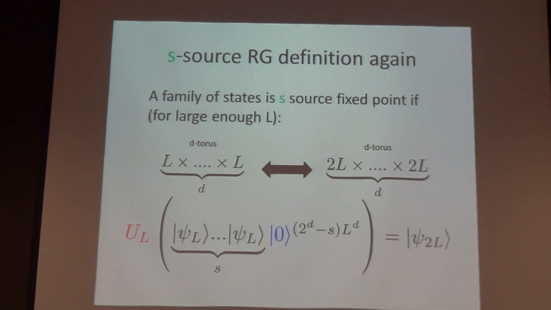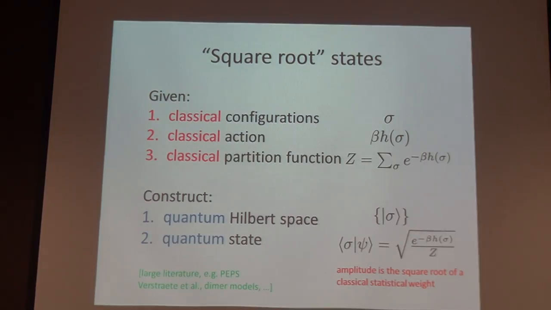So without further ado, here's the definition of a square root state. The input is some classical data. First I pick a set of classical configurations, which I call sigma. Just think about classical Ising spins or something like that, 0 and 1, up or down, whatever. I pick a classical action, or really think about it as a classical statistical weight, e to the minus beta h.